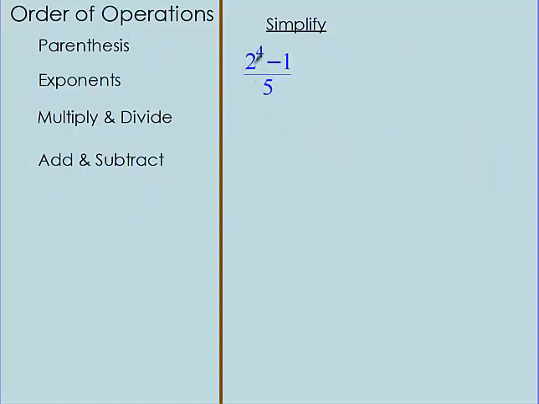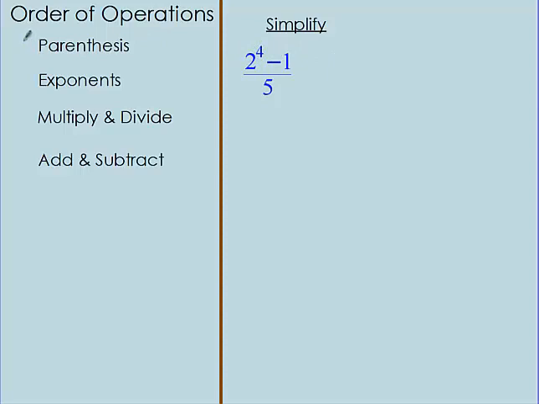This is a little bit different. It's 2 to the 4th minus 1 divided by 5. We don't have parentheses here, but here's what goes on. When you're dividing, and it's a fraction like this, do the top and bottom separately. So on the bottom, we don't have to do anything. It's 5. On the top, let's just worry about the top first. So 2 to the 4th minus 1.